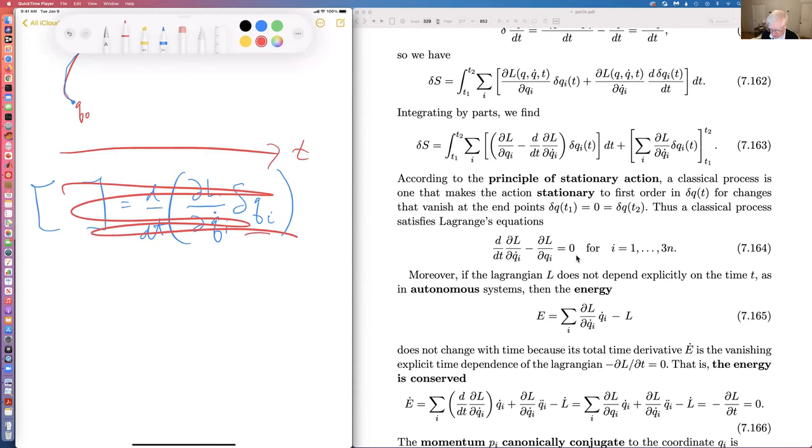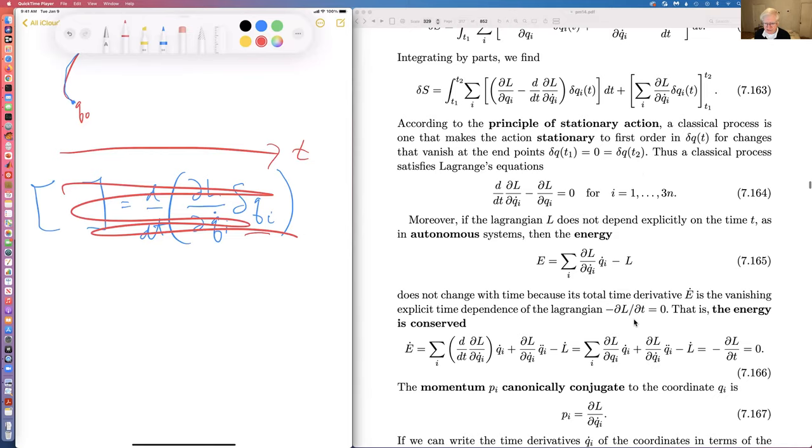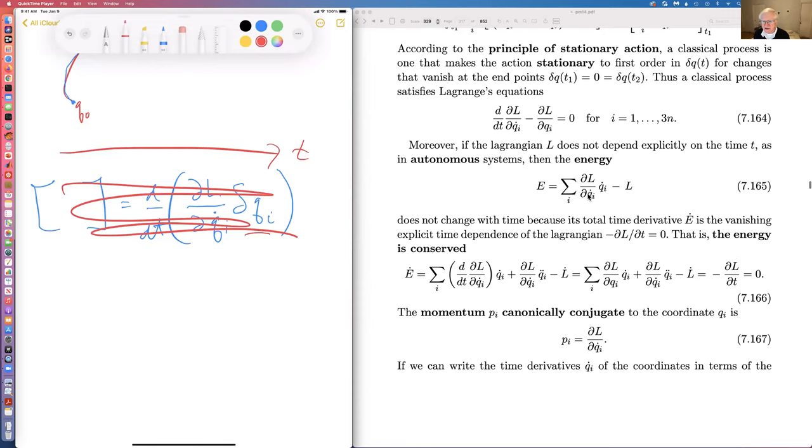Namely, if the Lagrangian does not depend explicitly on the time, and the professional term for that is that the system is autonomous, then the energy is conserved. And so let's see what that is. Well, the energy is this; the time derivative of that is, you take the derivative of this term, and then the derivative of that term, you add them together.